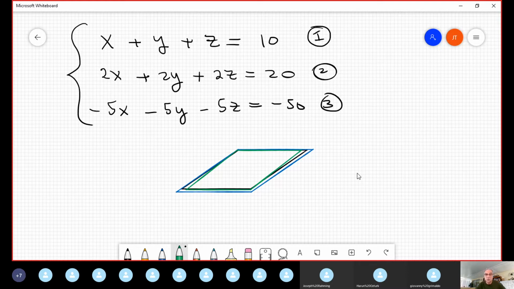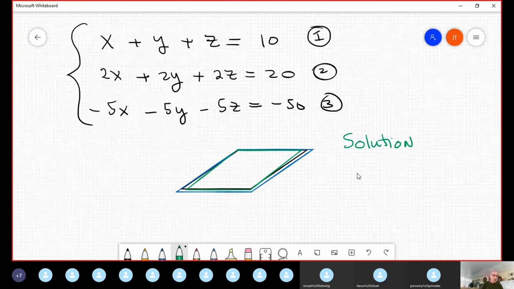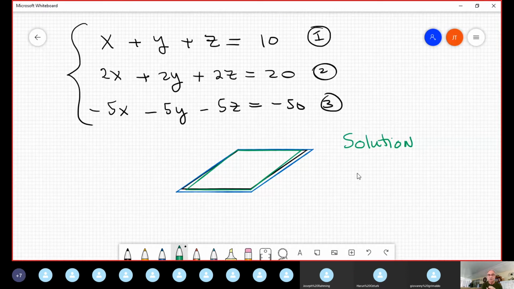So my question is, do we have a solution, yes or no? No solution or unique solution? Remember, in a linear system of equations we have only three possibilities: one unique solution, no solution, or infinitely many solutions. What do you think happened in this example? Do we have a solution, yes or no? Come on.